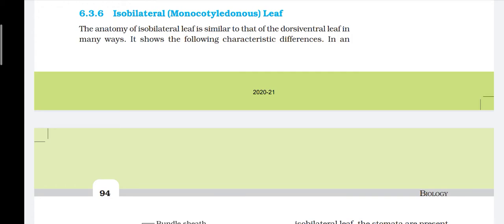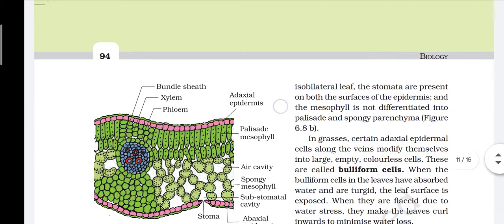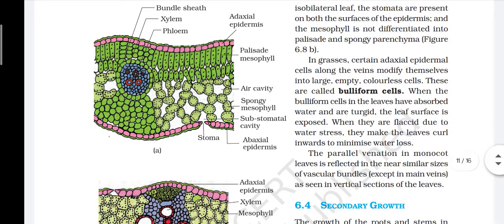Isobilateral monocotyledonous leaf. The anatomy of isobilateral leaf is similar to that of dorsiventral leaf in many ways. It shows the following characteristic differences. In an isobilateral leaf, the stomata are present on both surfaces of the epidermis, and the mesophyll is not differentiated into palisade and spongy parenchyma. In grasses, certain adaxial epidermal cells along the veins modify themselves into large, empty, colorless cells. These are called bulliform cells.